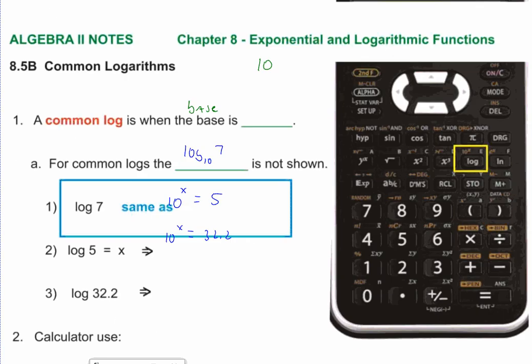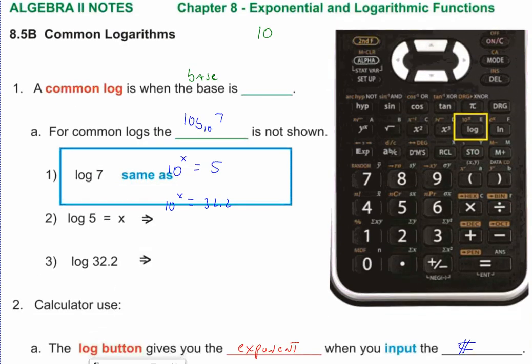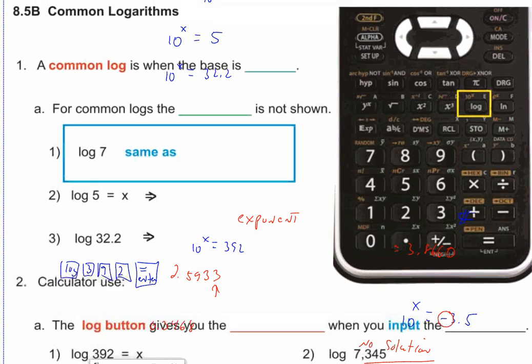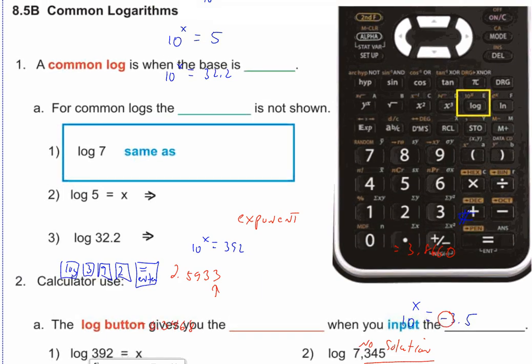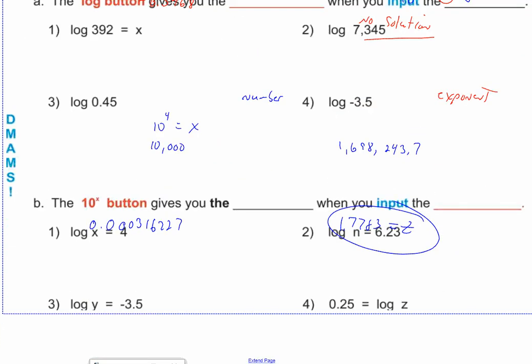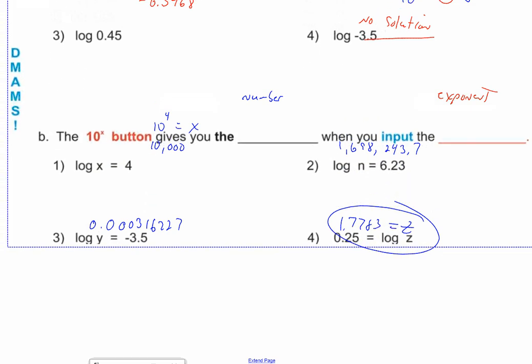Okay, so what are we talking about so far today? Common log. What is a common log? It's when the base is 10. We usually don't show the base in a common log. Matter of fact, we're not supposed to show the base in a common log. You're supposed to know it's base 10. Then you've got your logarithm button on your calculator. The log button is going to give you the exponent, right? So when you use the log button, you're finding an exponent. When you use your 10 to the X button, you're finding the number.